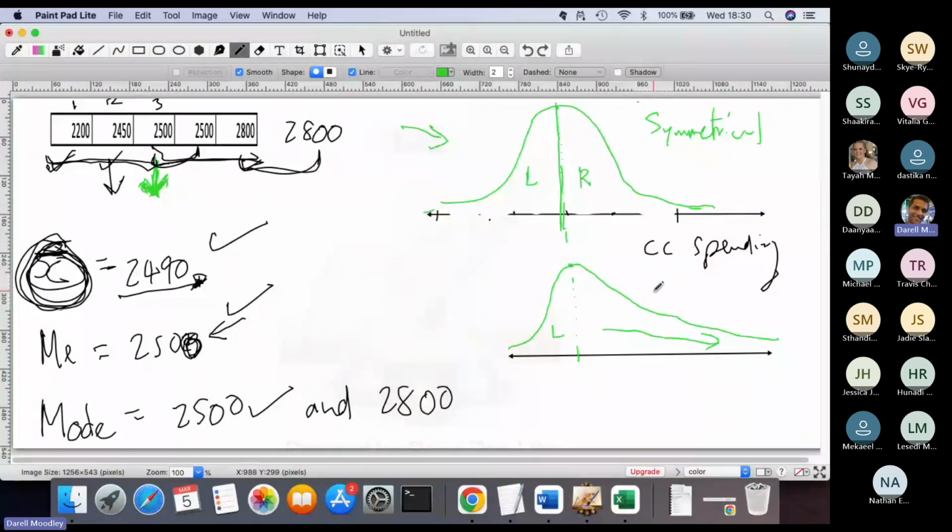And this is a distribution that's skewed to the right. So you can either say positively skewed, or you can say skewed to the right. Both are correct. So I'll say skewed to the right.